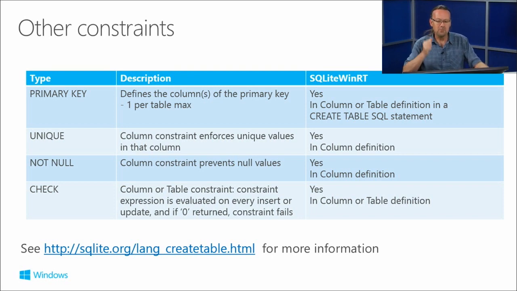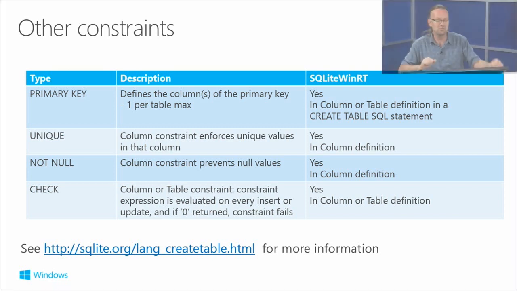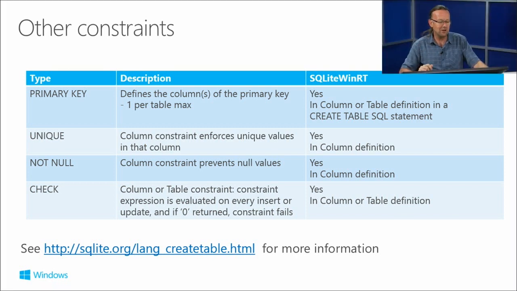There are a bunch of other constraints. Primary key, you kind of get that all automatically in a create table. Unique enforces unique values. So in this particular column, all the values have to be unique. Not null prevents null values being stored. And then check is a little external expression you evaluate on every insert, that can block an insert if it fails the constraint. See the docs on SQLite.org for more details on all of those.